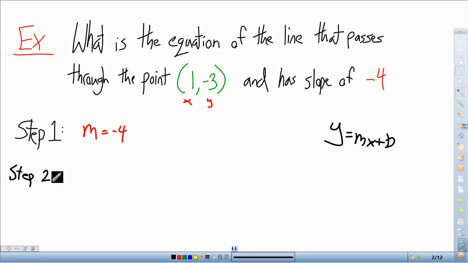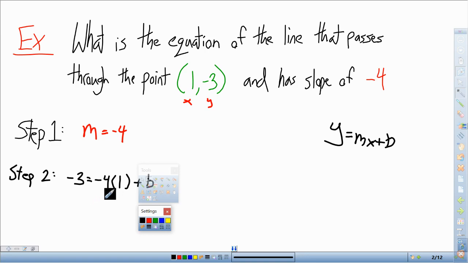Let's go ahead and write it out. We have our y value, remember, that's this number here. So we have negative 3 equals, we do have our slope, which is negative 4, times x, which is 1, plus b, our y-intercept, which is what we don't know. That's ultimately what we're going to be solving for. So now we have something we can solve. We have all of these numbers, and just a single variable, so we can solve for b.